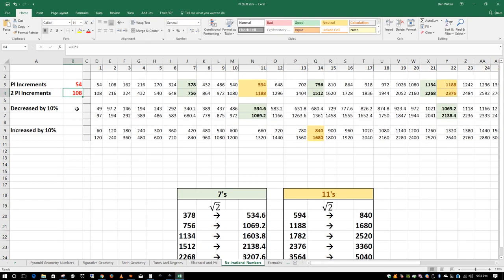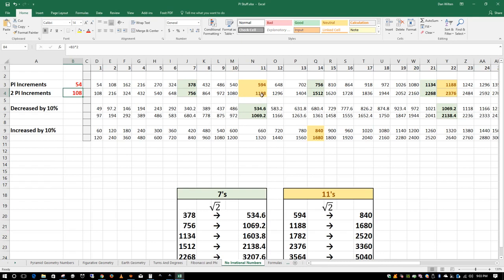So this has to do with the pi increments for the Great Pyramid. If we take a look at the pi increments, and we're using the 1114 system, so 594 actually squares 756. So in this system, 54 is the pi increment, 108 would be the 2 pi increments.